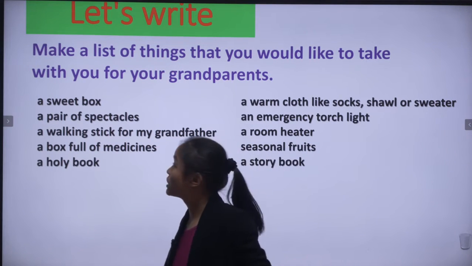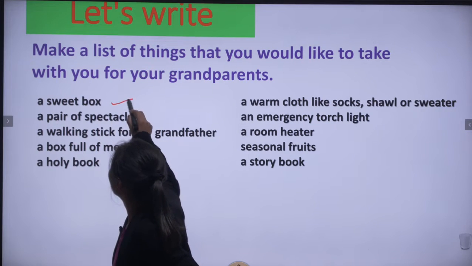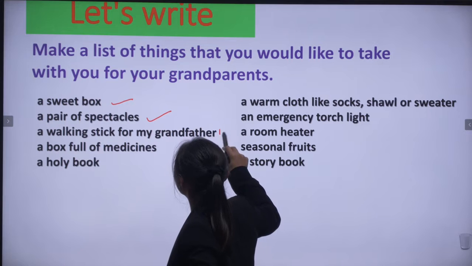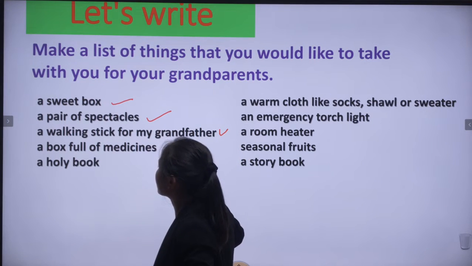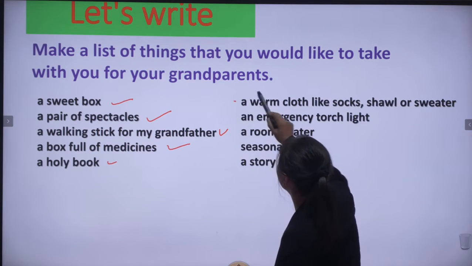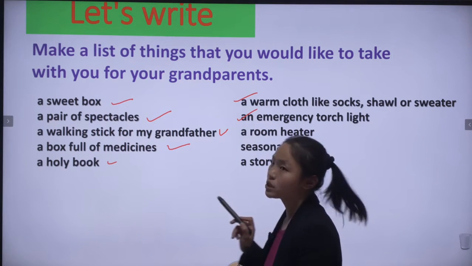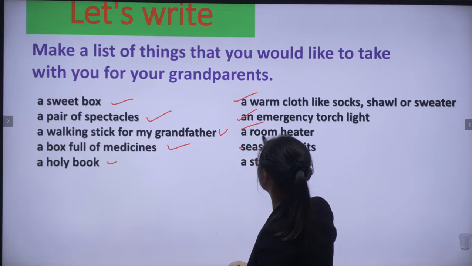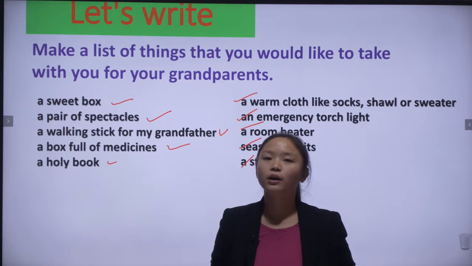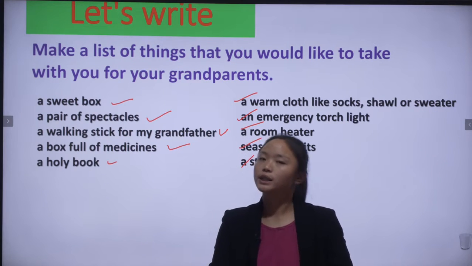Like you can give a sweet box, a pair of spectacles, a walking stick for my grandfather, a box full of medicines, holy book, and warm clothes, and torch, emergency torchlight, room heater, seasonal storybook. You can write anything here which you want to give your grandparents. Okay, you can write anything.